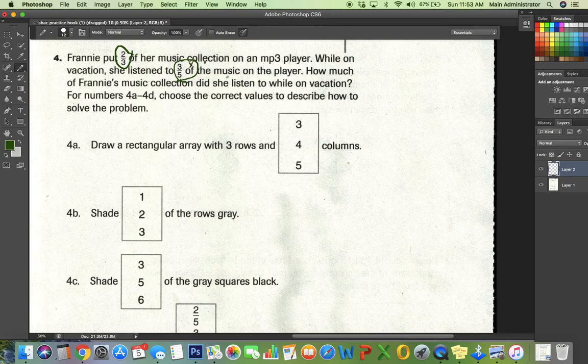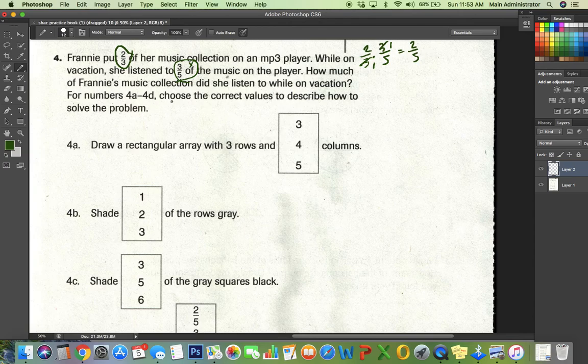Of means multiply. And if I didn't see any of this, I would have taken 2/3, multiplied it by 3/5, crossed out my threes, gotten one each because I could divide them by 3, and gotten the answer of 2/5. So I want you to keep that in mind as we go on. But let's keep going. How much of Franny's music collection did she listen to while on vacation?